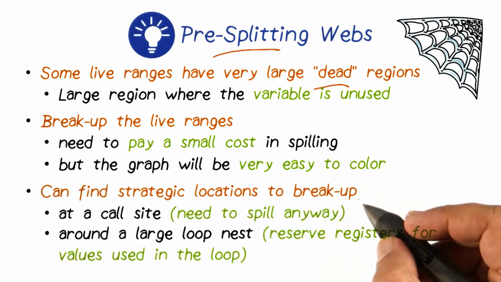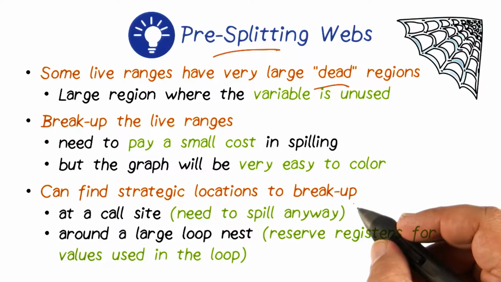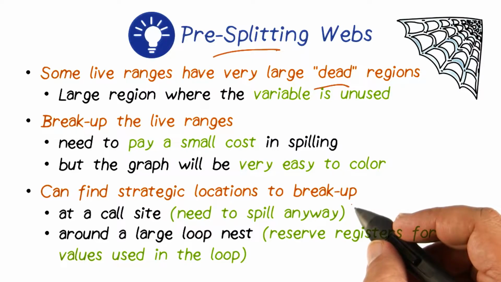Some other strategic locations which are typically used for such breakup is at a call site, because we know that the new set of registers are going to be allocated in a totally different way, and some registers which are meant for global variables will never get used inside those calls because there is no reference to those globals. So such splitting can be done at such call sites.